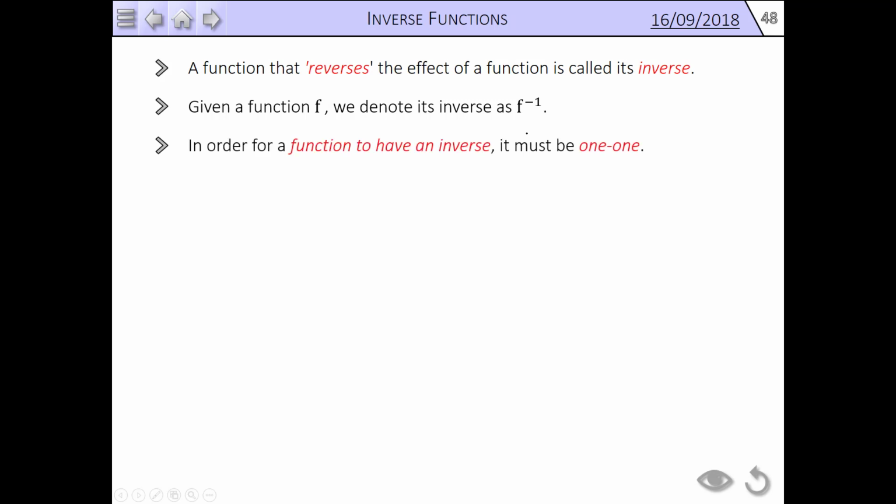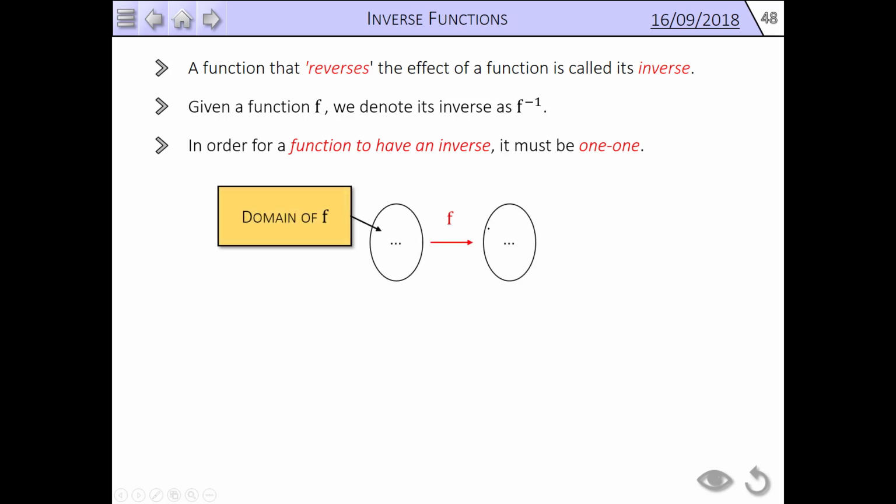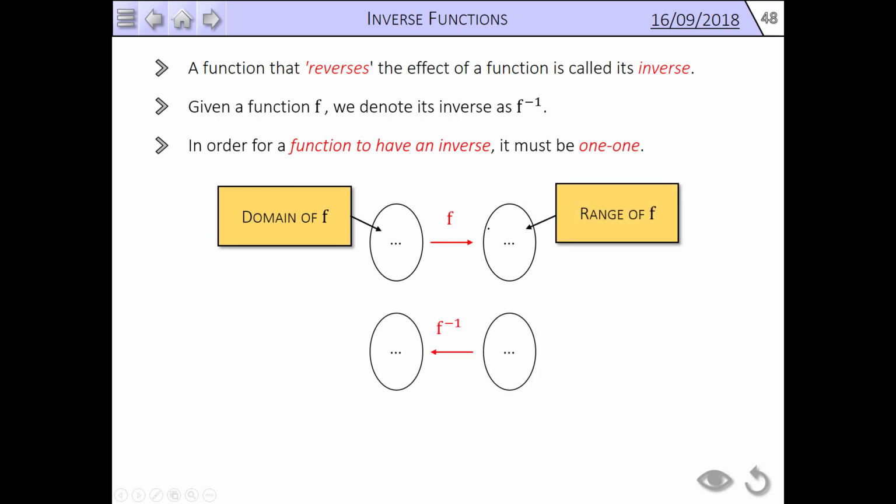And in order for a function to have an inverse, it must be a 1-1 function, which means each input must be linked with exactly one output. So before we actually calculate any inverse functions, let's just have a look at a few of the consequences of what that means. So if we have some function, the domain of f and the range of f, that means the inverse function should get us back to where we started.